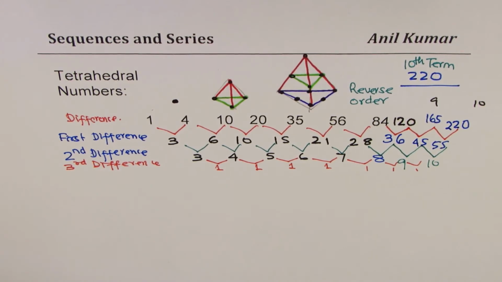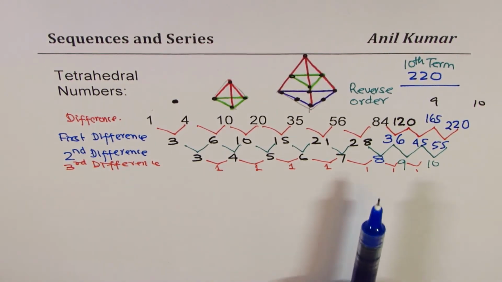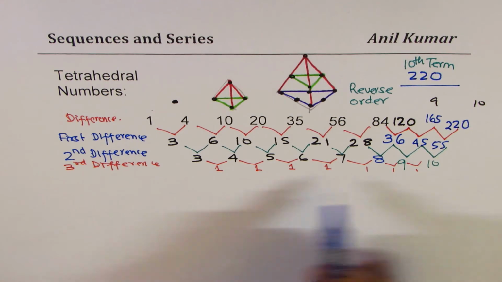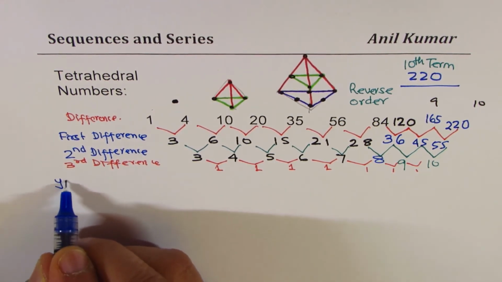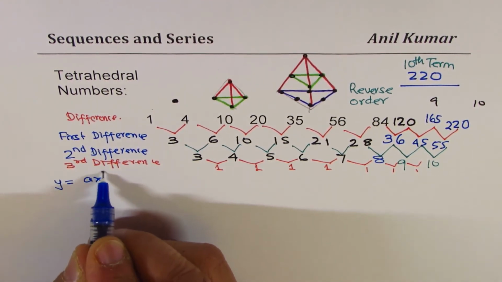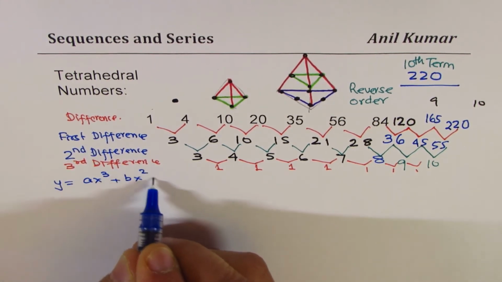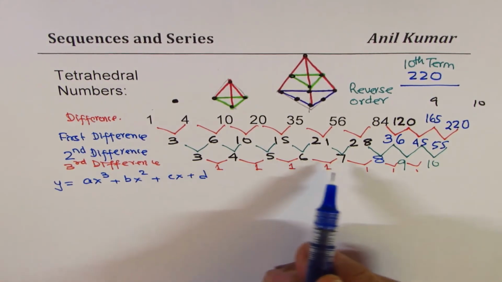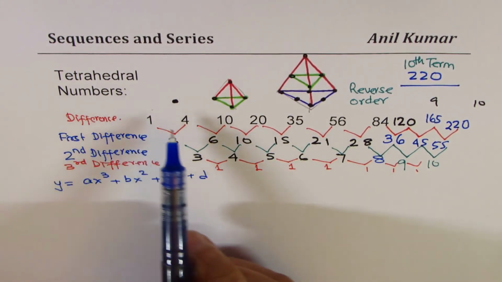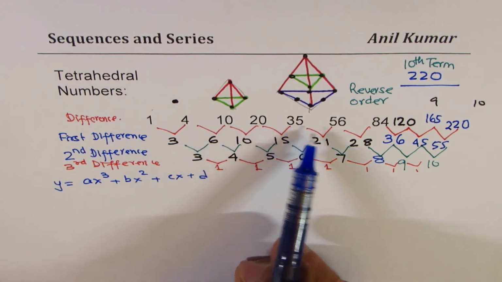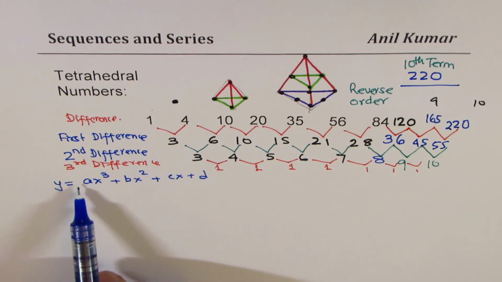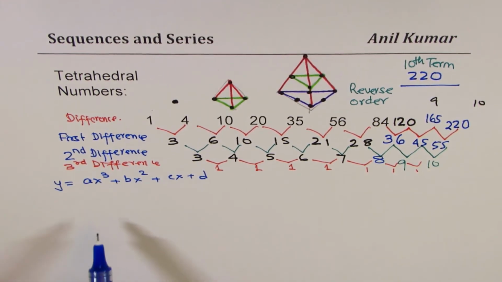Now that's the whole idea. Once we know that the third difference is constant, we know that it is a polynomial of degree 3, which is a cubic equation. So constant third difference means we're looking for y equals ax cubed plus bx squared plus cx plus d to be the equation representing tetrahedral numbers 1, 4, 10, 20, 35 and so on. So now we have to work with finding 4 coefficients A, B, C and D.